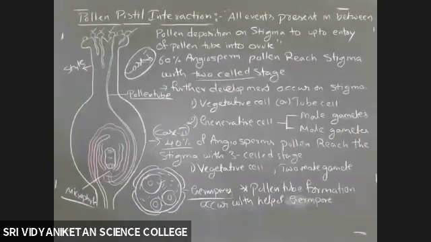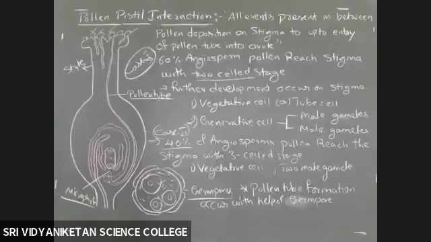It is called porogamy. And the process from pollen deposition up to the entry of the pollen tube into the ovule is called pollen-pistil interaction. Okay, once again I'm repeating: the topic title is pollen-pistil interaction.